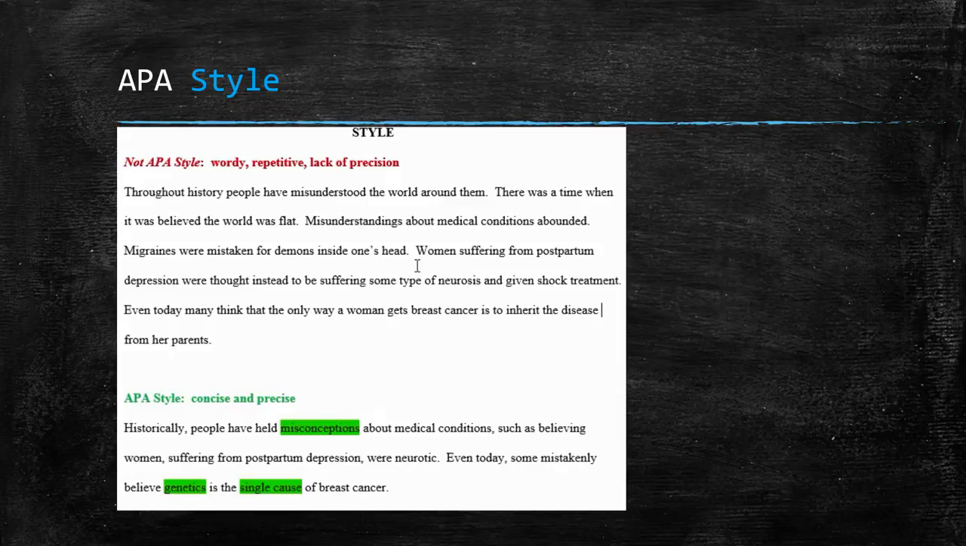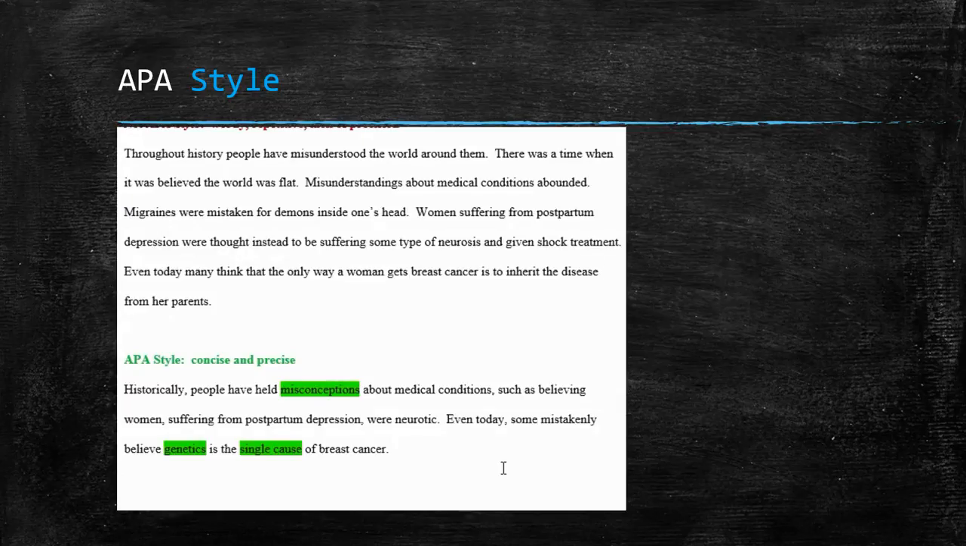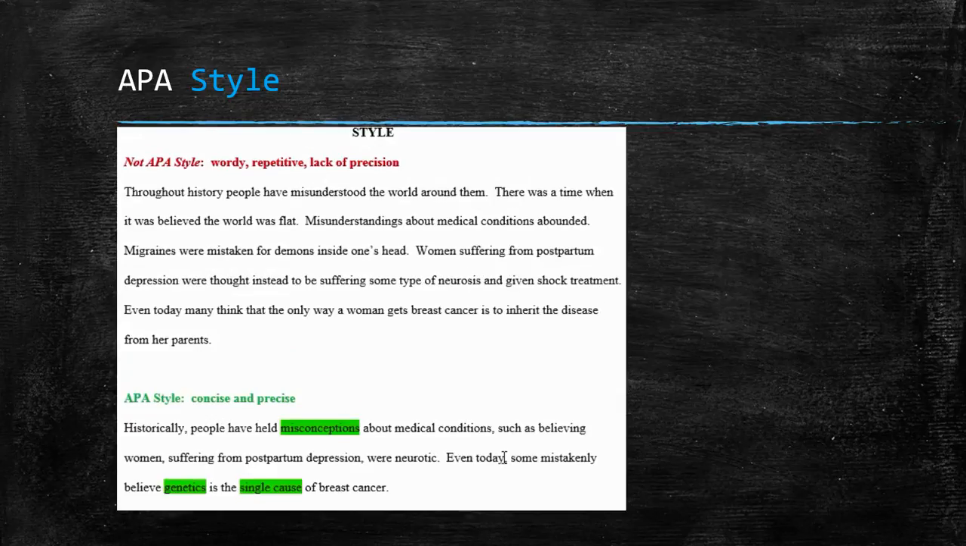The end of the top paragraph, where is it? Oh, even today, many think that the only way a woman gets breast cancer is to inherit the disease from her parents, is changed to this. It's still one sentence, but it says, even today, some mistakenly believe genetics is the single cause of breast cancer. So we have one, it's condensed. It's more concise. And this one is a little more wordy.